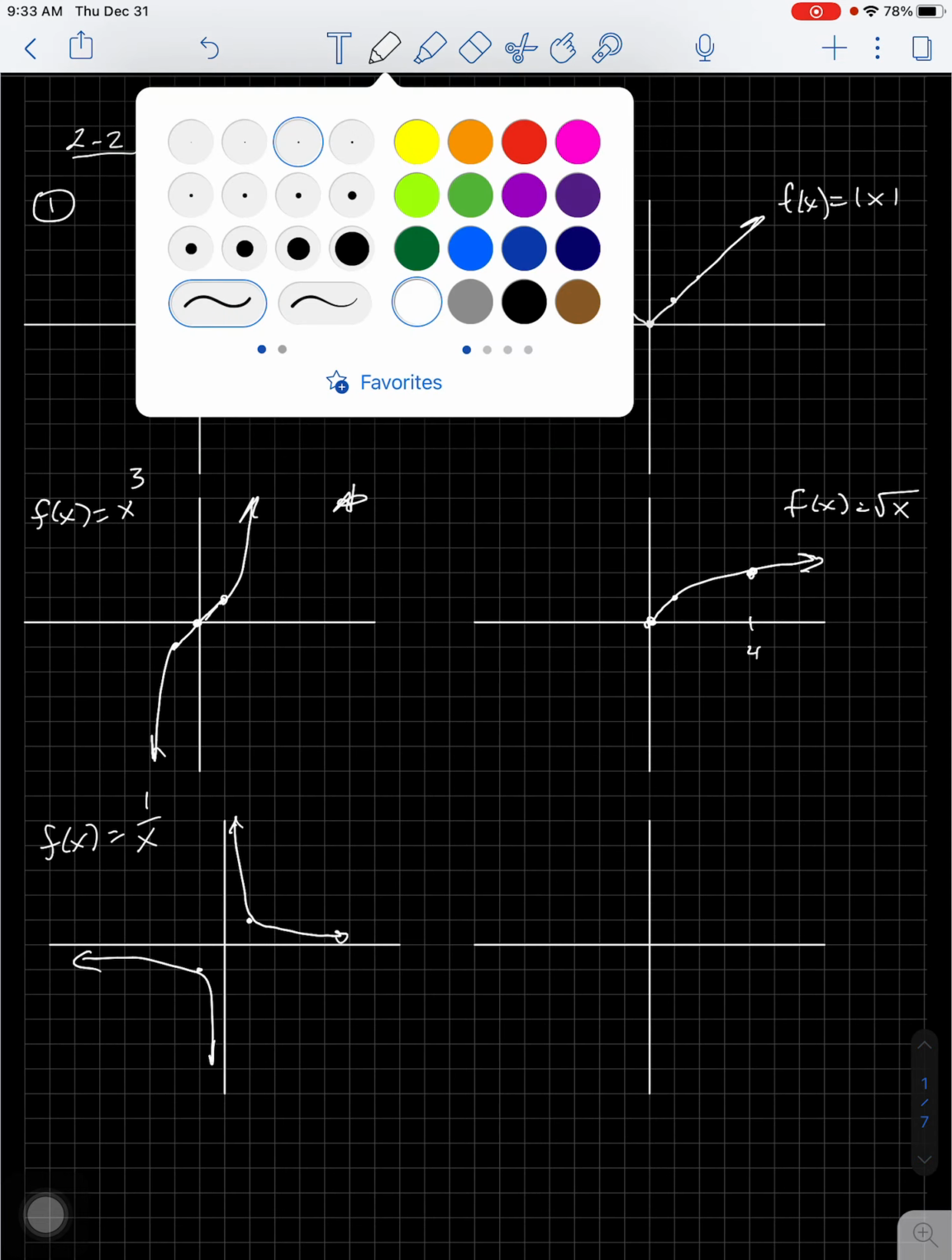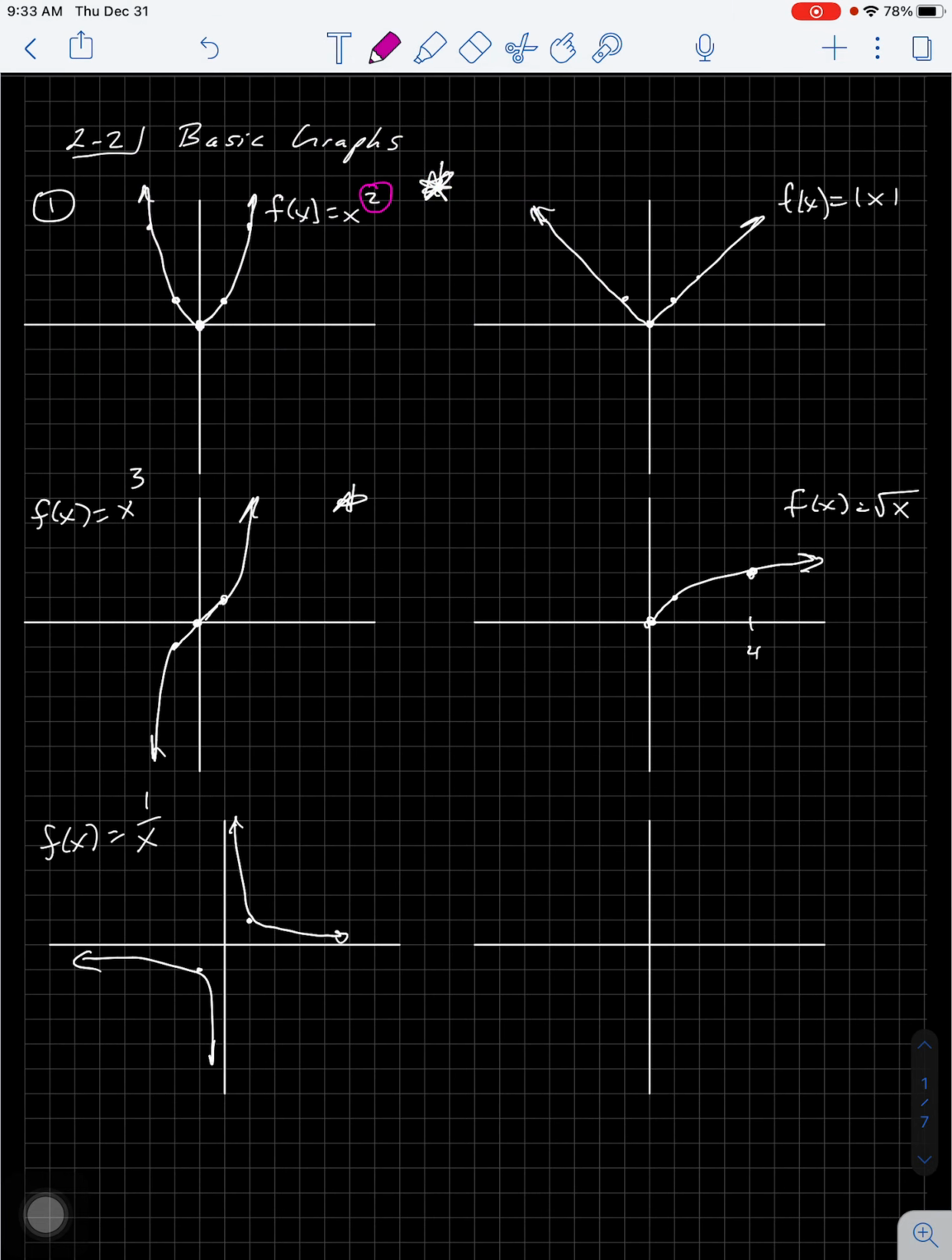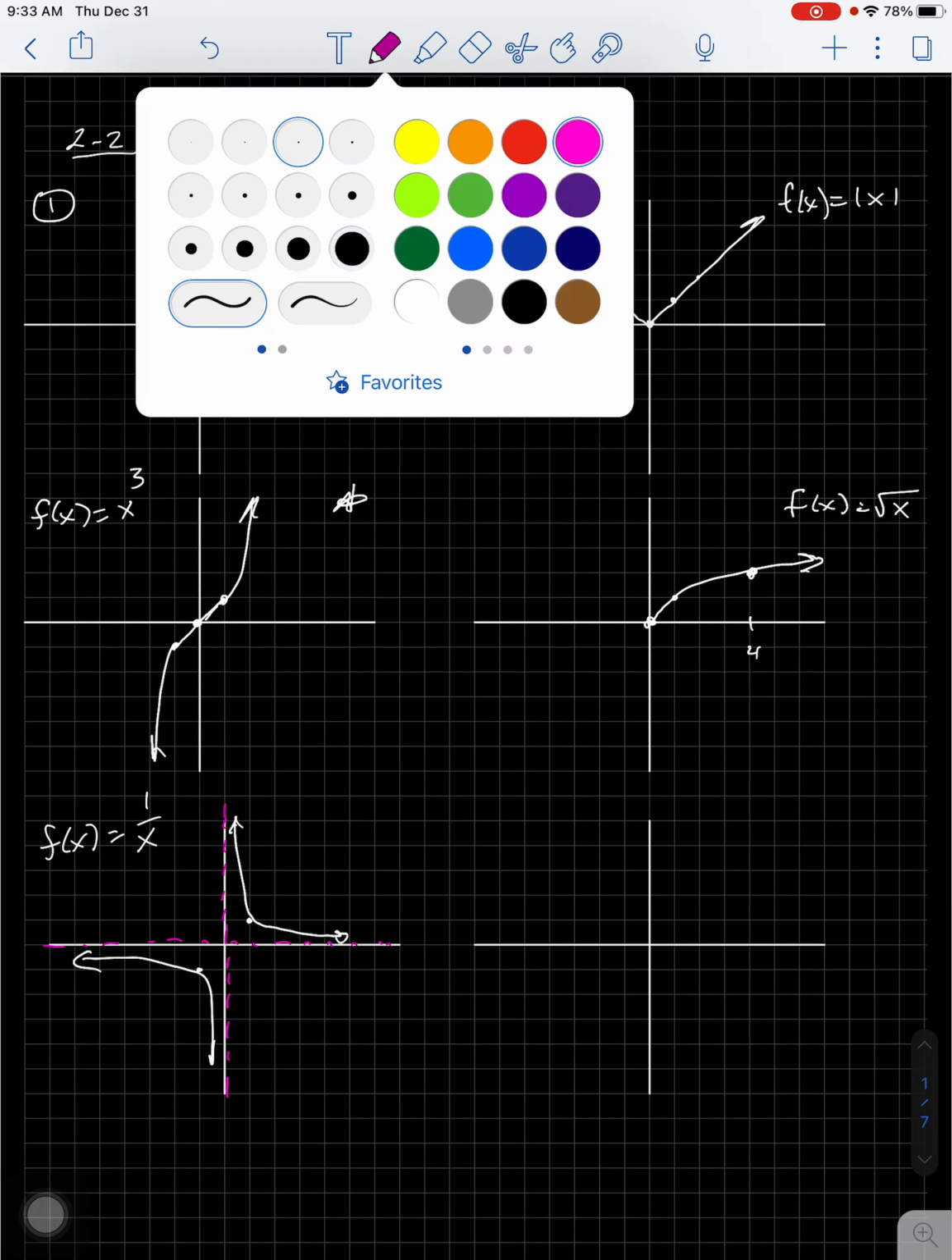Now, something that we'll talk about later, but just so you know, there's an asymptote right here, and there's an asymptote right here. What an asymptote is, it's a line that the graph is kind of magneted towards, but doesn't ever touch or cross. So the graph is moving towards the pink lines, but it's never going to actually get there and touch. Okay, so these are kind of the basic graphs that I want you to memorize.